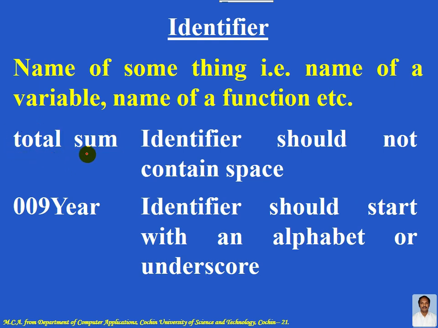So if you want to correct it, you can write them together so that it's a correct variable name or function name, in general identifier, or you can put an underscore. So this is a correct variable name.